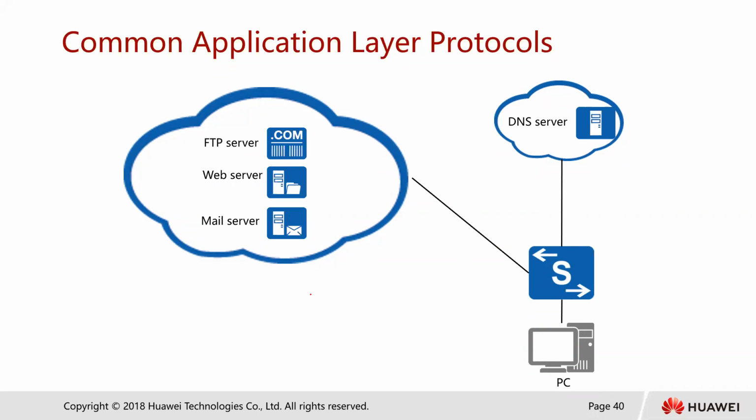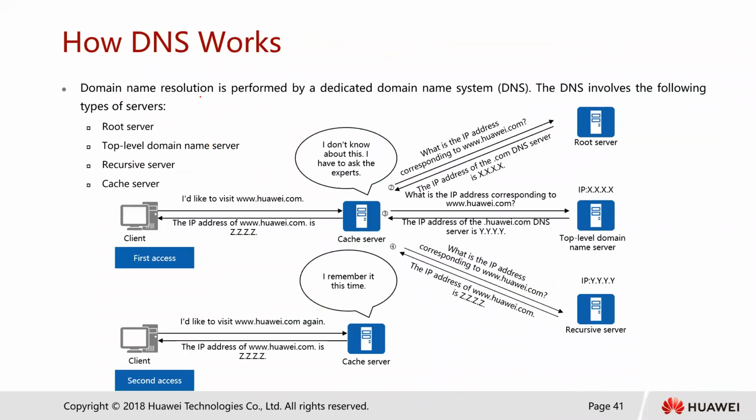All right. So this is how the domain name resolution works. It is performed by a dedicated domain name system. The domain name system involves the following types of servers: a root server, a top level domain server, and of course the recursive server and the cache server. I'll just go through these briefly. So the cache server, I don't know about this. I have to ask the experts.